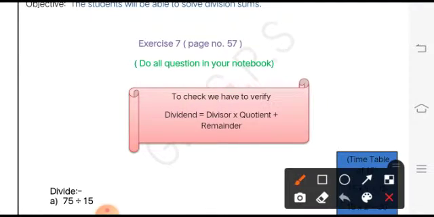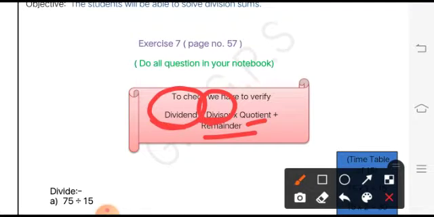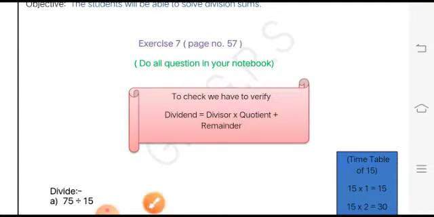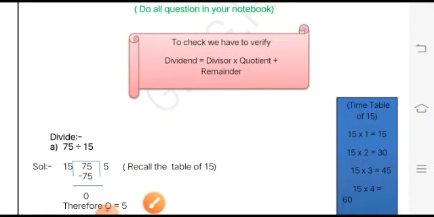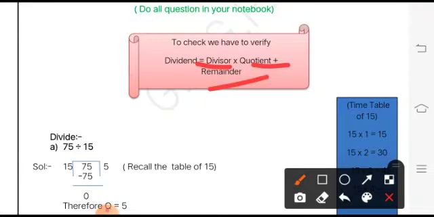What is the formula? It is dividend is equal to divisor into quotient plus remainder. Whenever you divide two numbers, the number you divide is the dividend and the number by which you divide is the divisor. Then after division you get a quotient and a remainder. After getting all these four numbers, dividend, divisor, quotient and remainder, we put these values in this formula so that we can verify whether the division is correct or not.